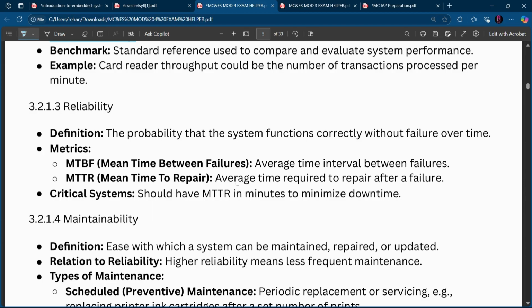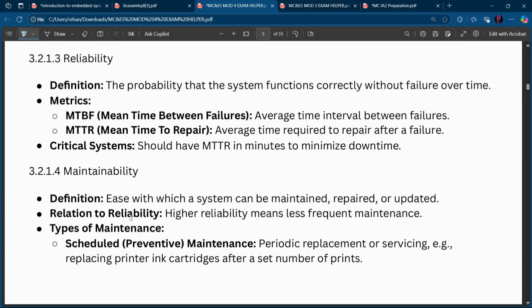Two metrics are there, and both are mean times. One is between failures and one is to repair. See, it's the average time interval between failures, and the average time required to repair after a failure. Simple. So MTTR comes after MTBF itself. Critical systems should have MTTR in minutes to minimize downtime.